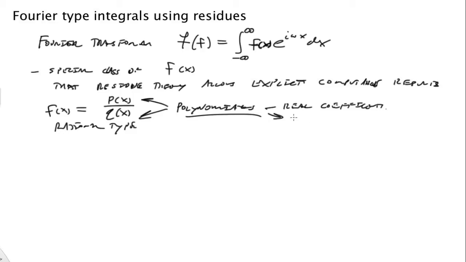Another thing is we want q of x to have no real valued zeros. Clearly if q had a real zero, there would be a singularity actually on the real number line, in which case there would be questions of whether or not the integral would converge. And so we don't want to consider that kind of thing right now. So what we're talking about is something of this form, and what that means is that we're going to get complex conjugate roots.